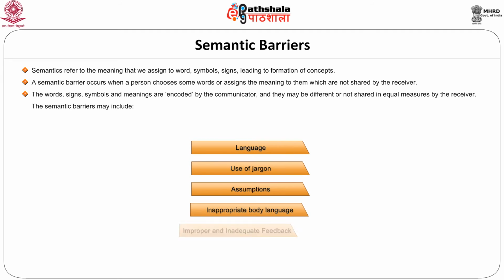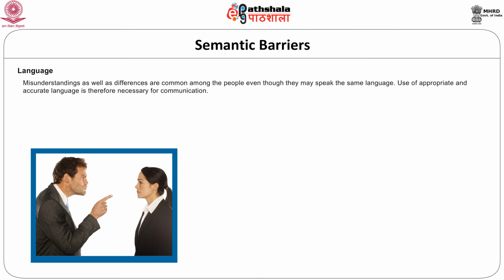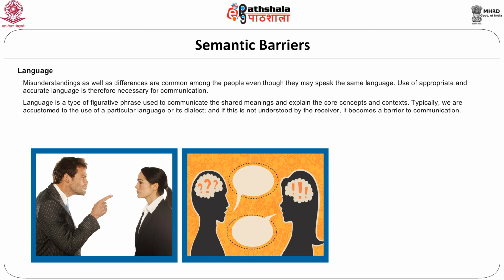The semantic barriers include, first, language. Friends, we know misunderstandings as well as differences are common among the people, even though they may speak the same language. Use of appropriate and accurate language is therefore necessary for communication. Language is a type of figurative phrase used to communicate the shared meanings and explain the core concepts and context. We all know that while we are communicating, we are trying to illustrate the context and concept.